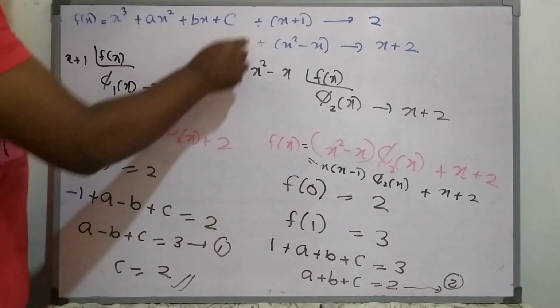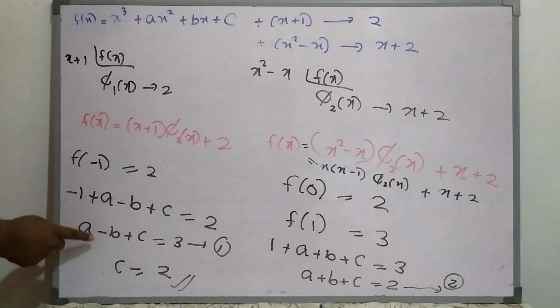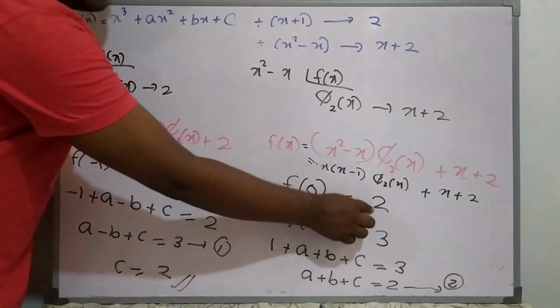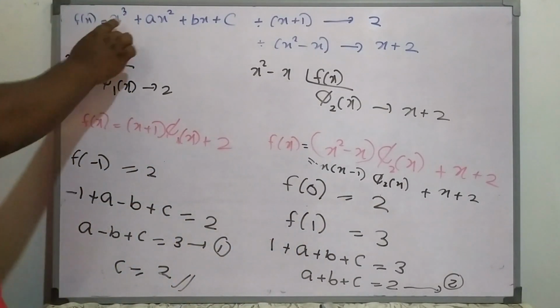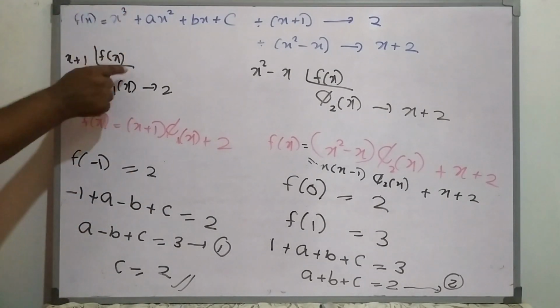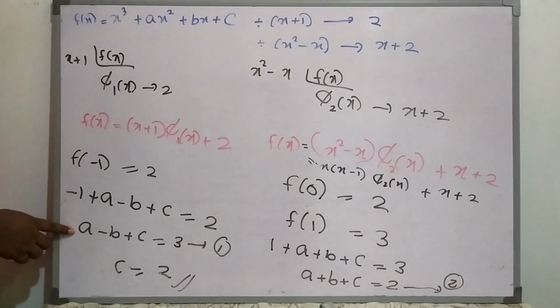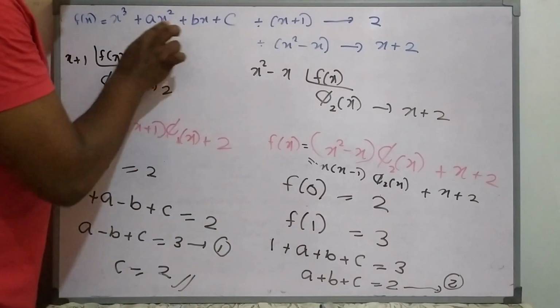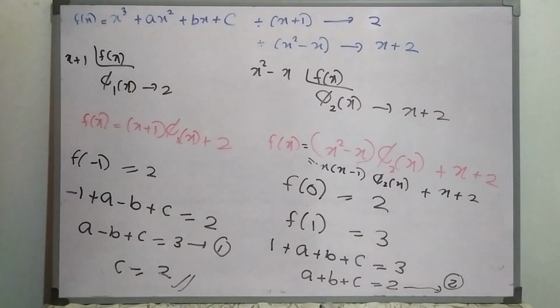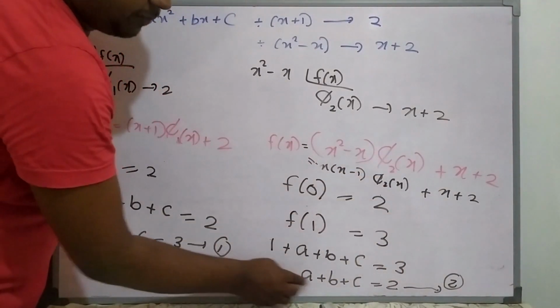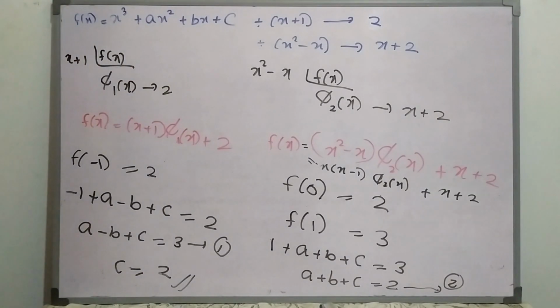So f0 means this whole thing becomes 0, 0, 0, and the c becomes 2. F0 is 2. And if you put x equal 1, so f1, so it's 1 and a, and plus b and plus c equal to 3, right? So here 1 goes to the other direction, a plus b plus c equal to 2. So right now we have three equations, and also the c has been found, it's 2.